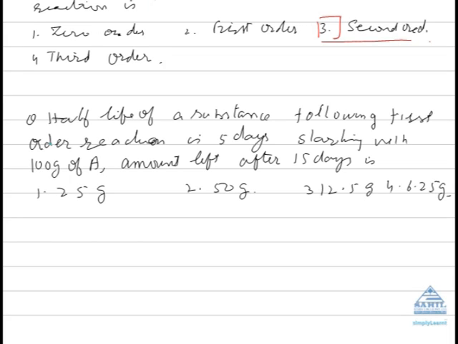Now let us take a question. Half-life of a substance following first order kinetics is 5 days. Starting with 100 gram of A, the amount left after 15 days is? Dear students, the amount left after time t is given by the expression A is equal to A naught into half raised to power n, where n is the number of half-lives, means total time divided by half-life period.